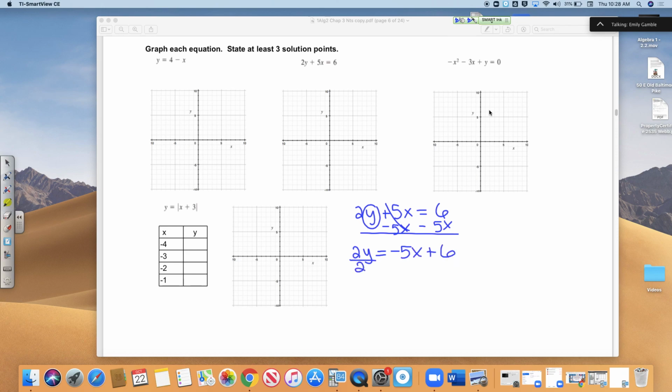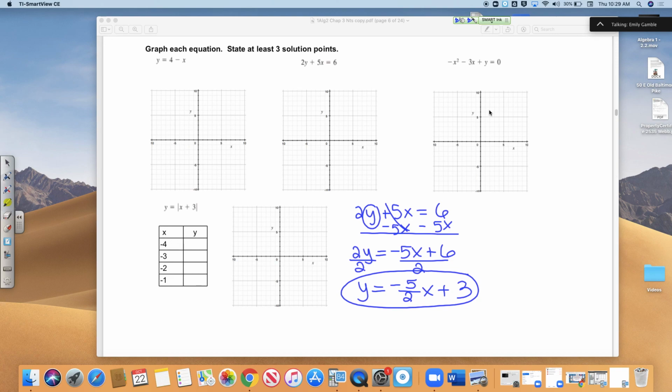Then I would divide everything by 2, and you could leave it like this if you want, or you can simplify this. Negative 5x over 2, you can leave it in fraction form, is negative 5 over 2x plus 6 over 2 is 3. So this equation is what I would want you to use for the second one.